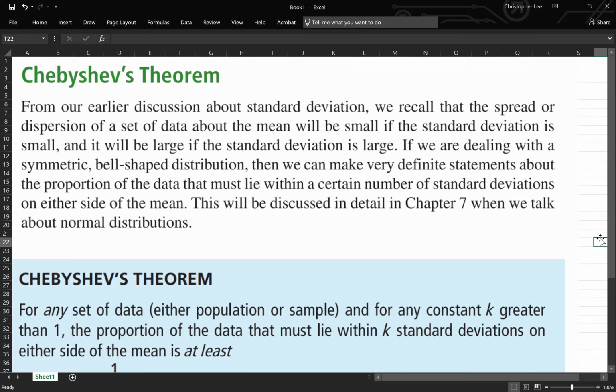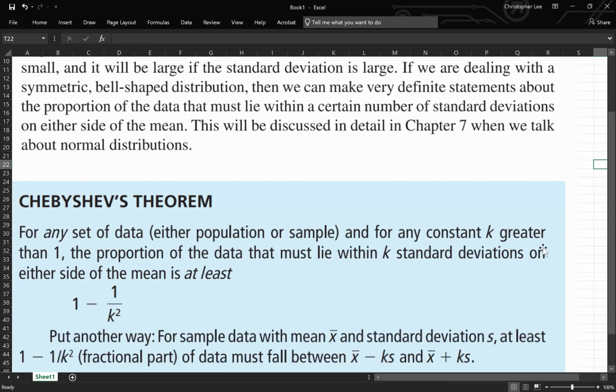All right, so this is what I want to get into today. Chebyshev's theorem. From our earlier discussion about standard deviation, we recall that the spread or dispersion of a set of data about the mean will be small if the standard deviation is small, and large if the standard deviation is large. If we are dealing with a symmetric bell-shaped distribution, then we can make a very definite statement about the proportions of the data that must lie within a certain number of standard deviations on either side of the mean. This will be discussed later in chapter 7 about normal distributions, but let's talk about it.